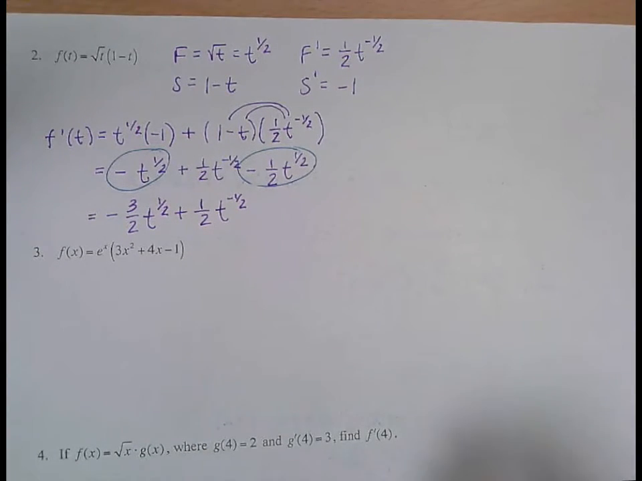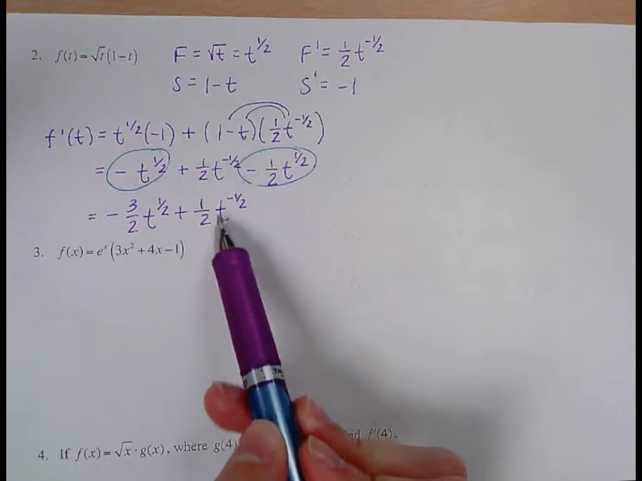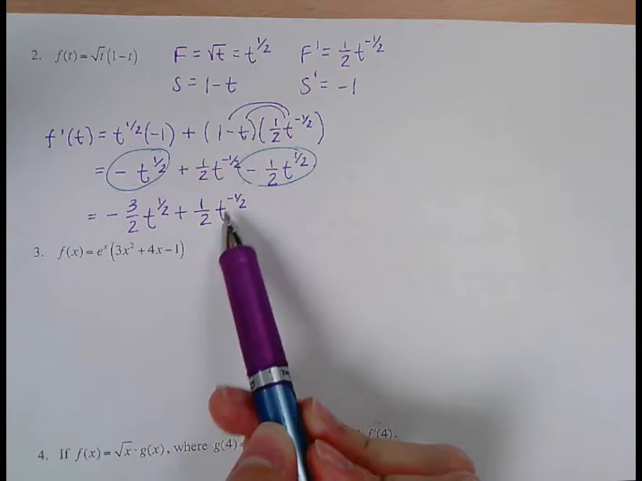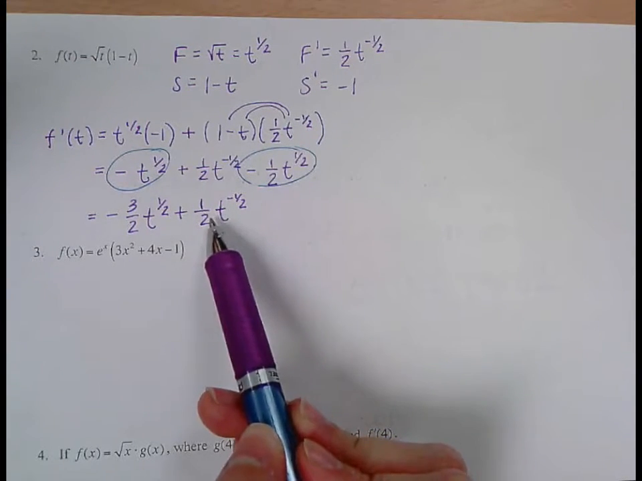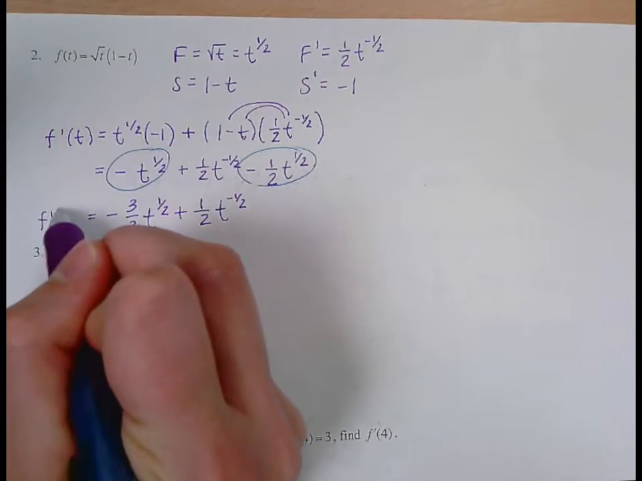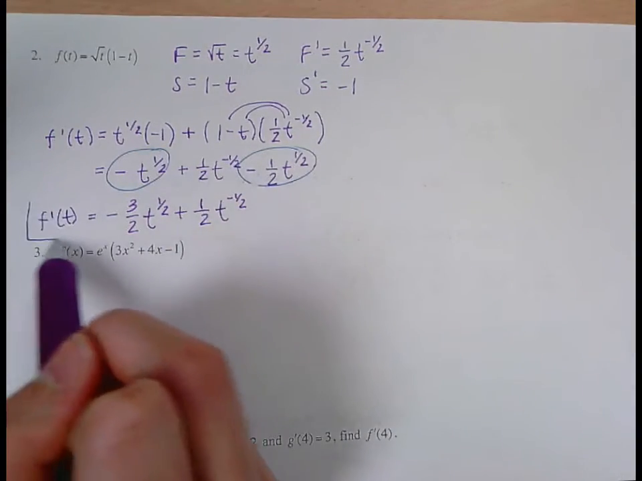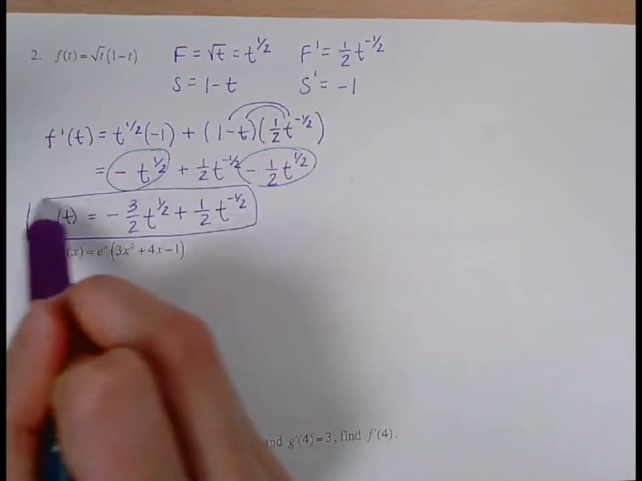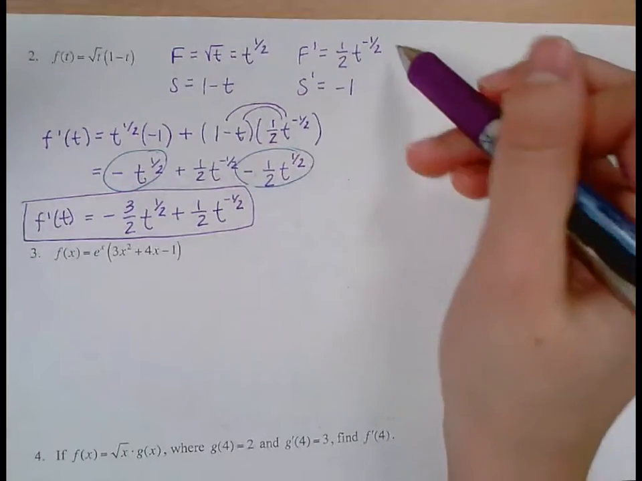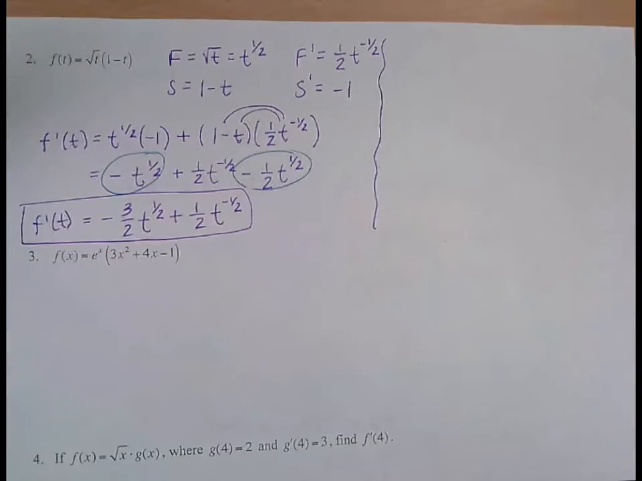And again, you can leave it that way. If you wanted to write t to the negative 1/2 as the square root of t in the denominator, that's fine. But I'm going to leave it like this right now. One thing I want to show you before moving on, you could have done number 2 without using the product rule.